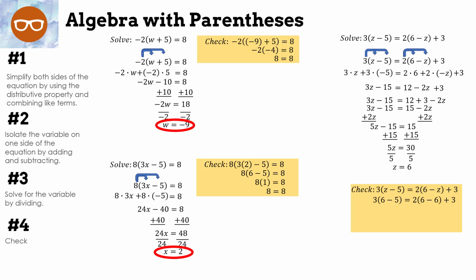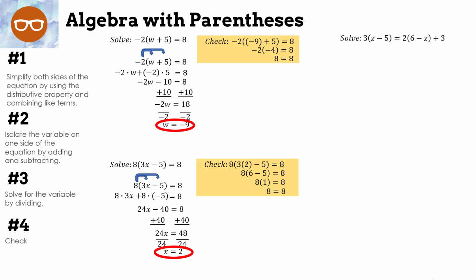So what we're going to do is put 6 in for all of the z's in our original equation. We're going to follow order of operations. 6 minus 5 is 1. 6 minus 6 is 0. 3 times 1 is 3. And then we have 0 plus 3 on the right-hand side. And we have 3 equals 3. Since that's true, 3 equals 3, then yes, z equals 6 is our solution.